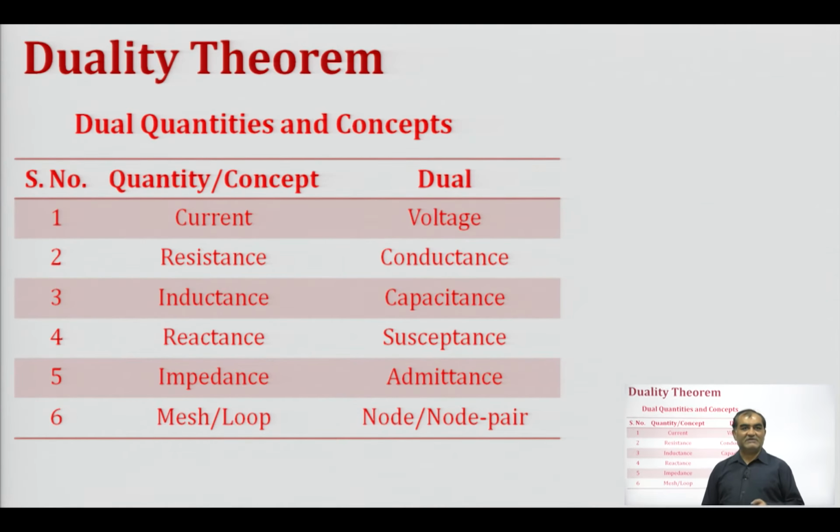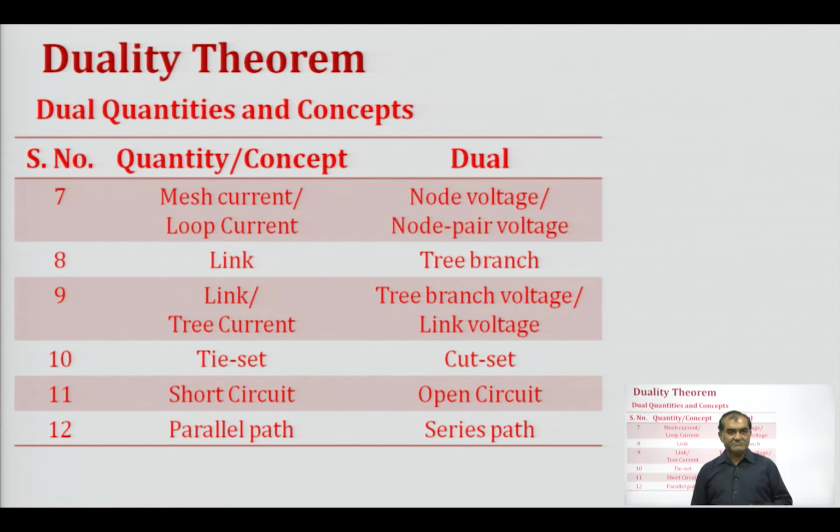We have current to voltage, resistance to conductance, inductance to capacitance, reactance to susceptance, impedance to admittance, mesh to node, loop to node pair. Then mesh current becomes node voltage, loop current becomes node pair voltage, link becomes tree branch, and then tree current becomes link voltage, tie set matrix becomes cut set matrix, short circuit will be replaced by open circuit, and parallel path will become series path.